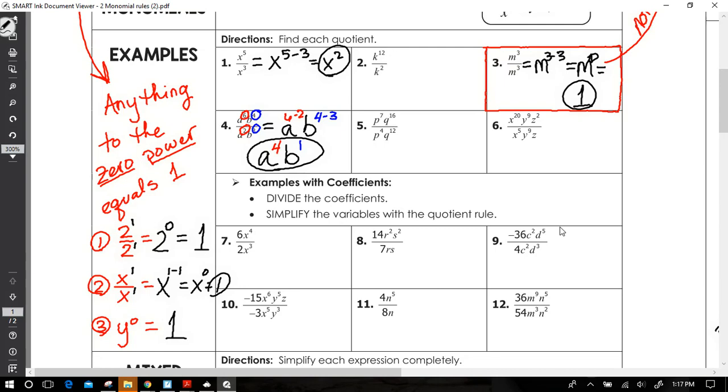What I'd like for you to do now is to pause the video, and I want you to try to find each quotient that is remaining here. Numbers 2, 5, and 6. You're going to try those on your own.